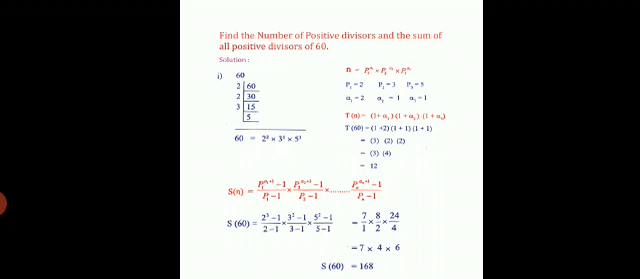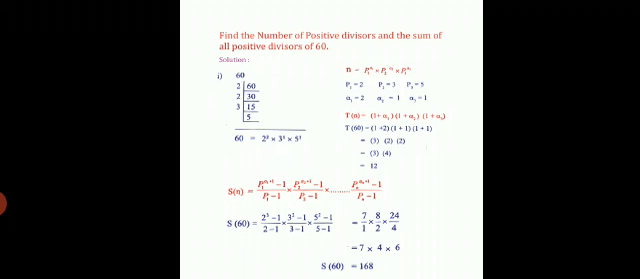Now compare this with n. n is equal to p1 raised to alpha 1 into p2 raised to alpha 2 into p3 raised to alpha 3. On comparing 60 with n in the formula, we get p1 is equal to 2, alpha 1 is equal to 2, p2 is equal to 3, alpha 2 is equal to 1, p3 is equal to 5, alpha 3 is equal to 1. Now to find the number of positive divisors, we use the formula T of n is equal to 1 plus alpha 1 into 1 plus alpha 2 into 1 plus alpha 3.